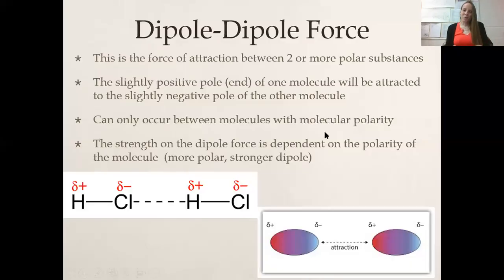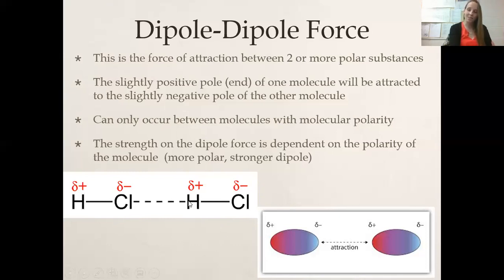The dipole-dipole attraction can only happen if both molecules are polar. And essentially what happens is you have the slightly negative end of one molecule being attracted to the slightly positive end of another molecule. So here we have a hydrochloric acid molecule. So this is an intramolecular bond right here connecting the H and the Cl. This solid line over here, also an intramolecular bond. Those are both covalent bonds.